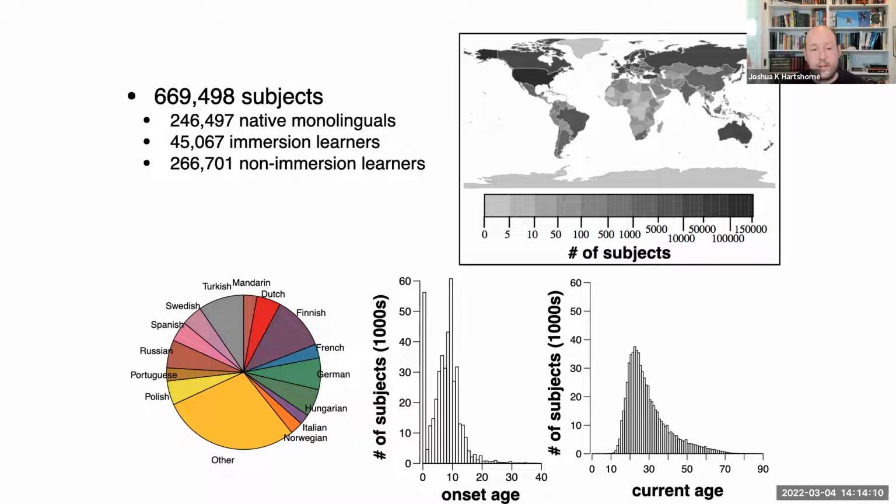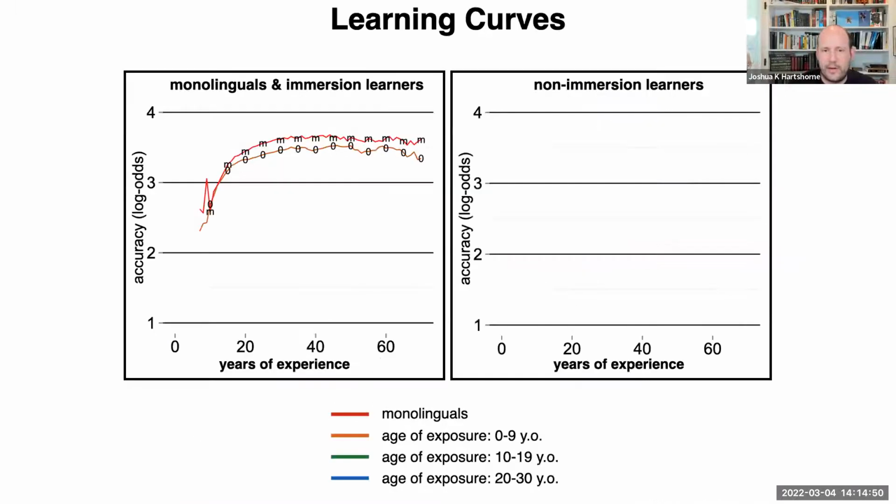And we have 45,000 immersion learners. Some of these are simultaneous bilinguals. Others are sequential bilinguals. But critically, they learned English in an English-speaking country. So they're all immigrants; they hadn't studied English before coming to an English-speaking country. The non-immersion learners are the opposite. These are L2 learners who have never spent substantial time in an English context. And they came from all over the world. And we had a wide range of ages, ages of acquisition, and native languages.